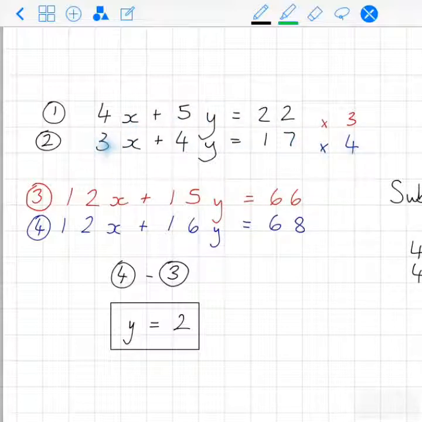Then for this one here, I times it by 4, so everything here times by 4. So that was 4 times 3, which is 12x. 4 times 4, which was 16y, and then 4 times 17, which was 68.